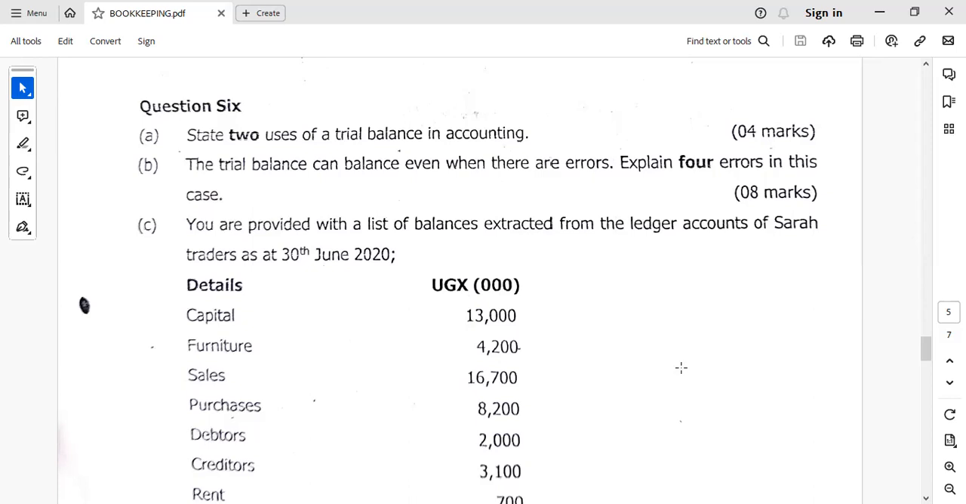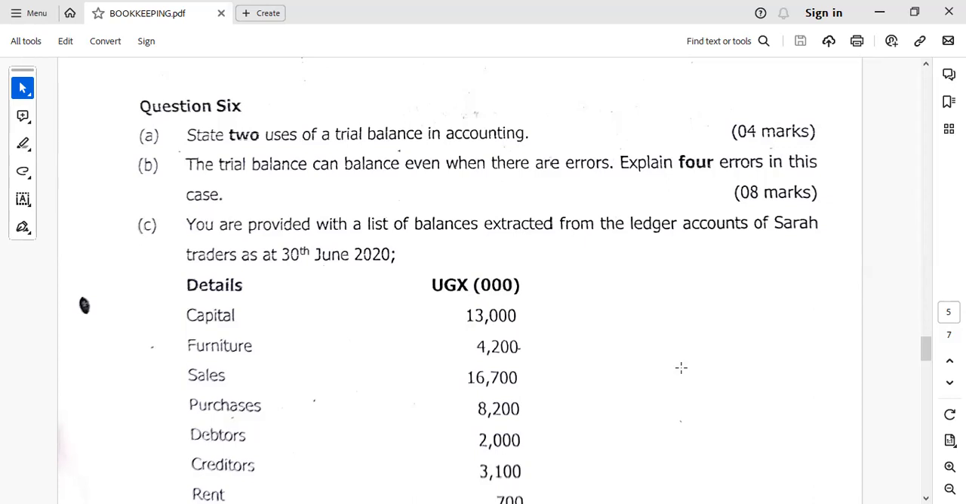Then part B: the trial balance can balance even when there are errors. Explain 4 errors in this case.